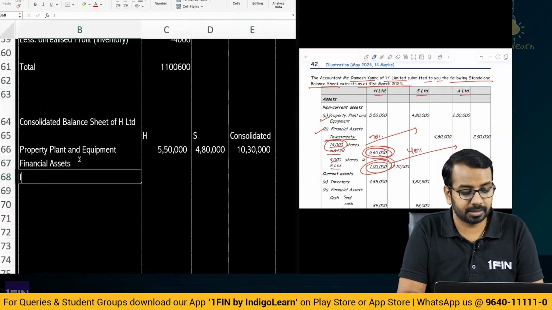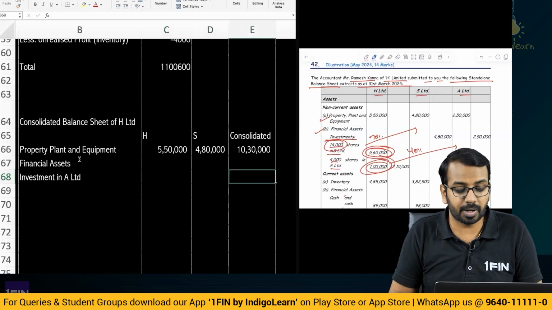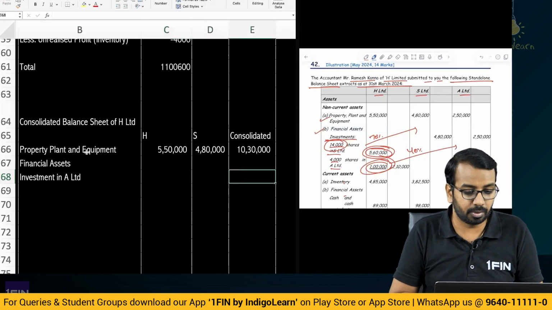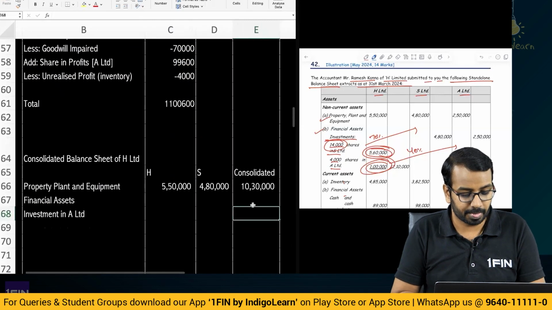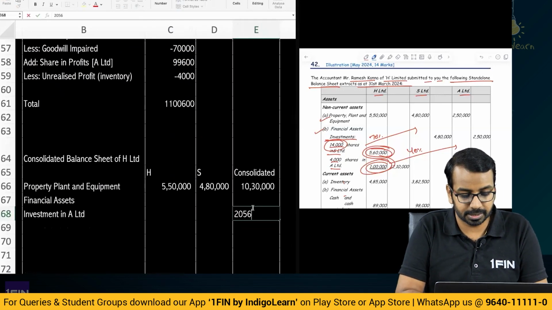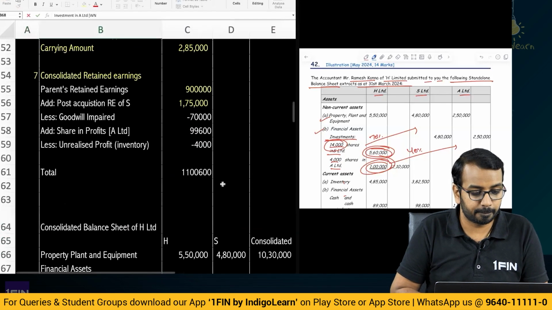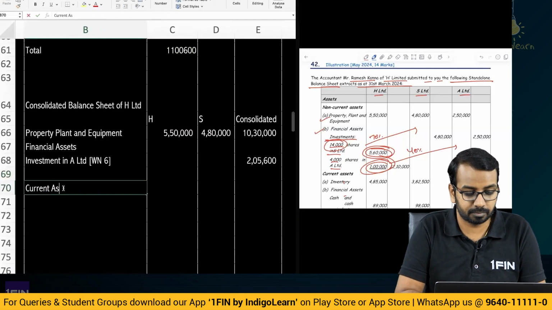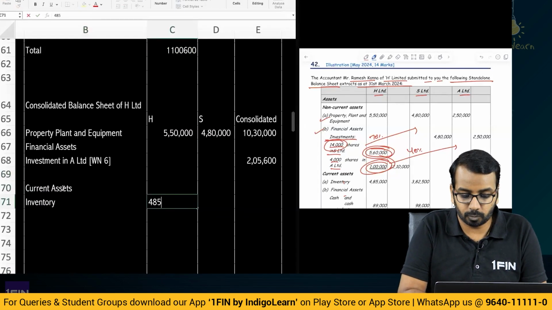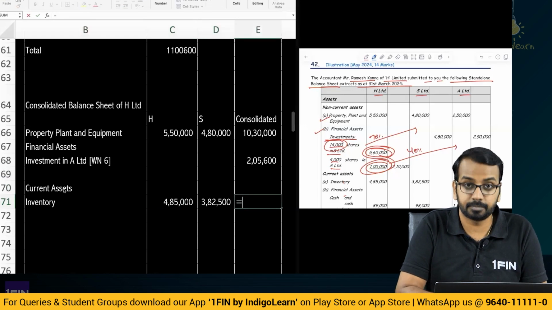Then financial assets. Now under financial assets, investment in A Limited. You will not show investment in S Limited because that gets eliminated. So you will only take the investment in A Limited, the consolidated number from the working note, that is 2,05,600. Here you can refer working note number 6. Then we have current assets. Inventory 485, 123 and 382, 500. The total is 867, 500.